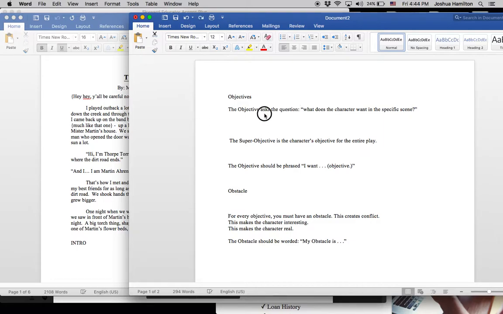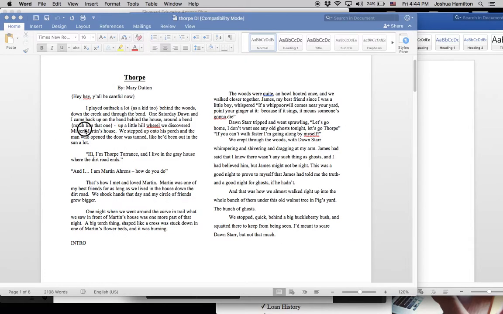The objective asks the question, what does the character want in this specific scene? Keep in mind an objective is based on a particular scene. So going over to our script, okay?